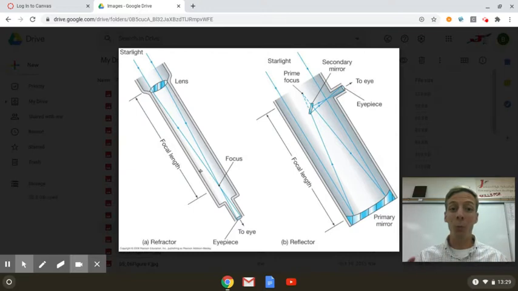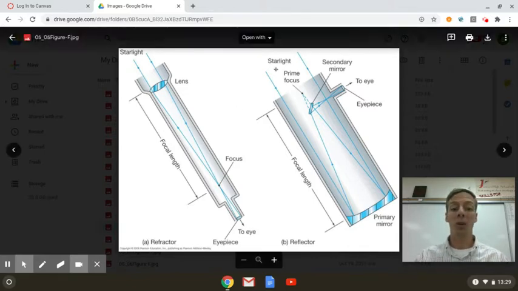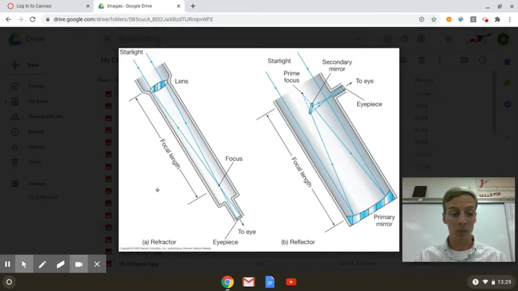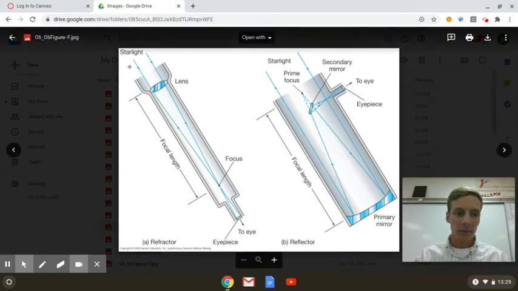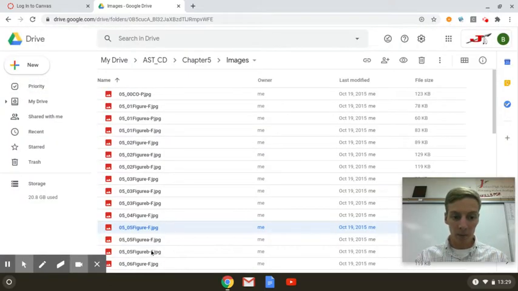Outside of the home telescope that you might have in a backyard, 98% of all telescopes, and all massive telescopes, are reflectors. They are not refractors. Okay. So that's five.